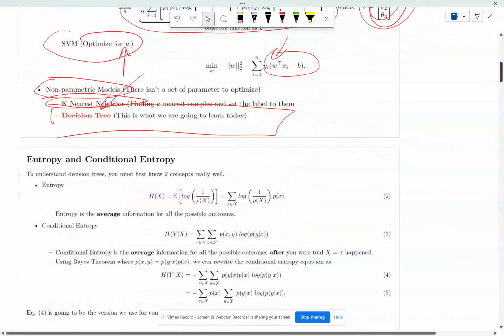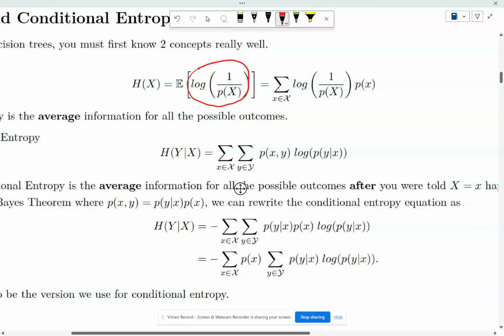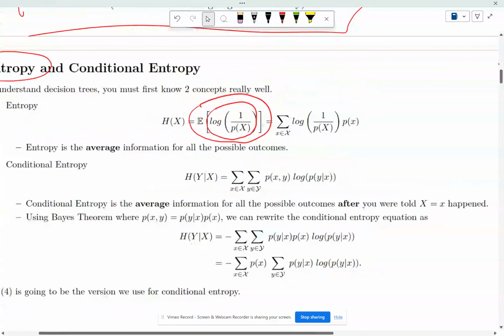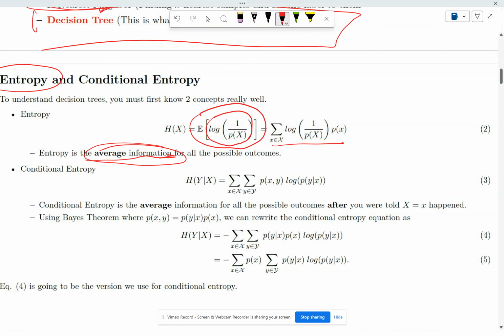Now, in order for us to understand decision tree, you need to understand two main concepts: entropy and conditional entropy. Last time in information theory, we covered entropy. Entropy is essentially the expected information. We have gone through what the definition of information is. This is the equation for information, and the expected information is entropy following this equation. You can also think of entropy as the average information.